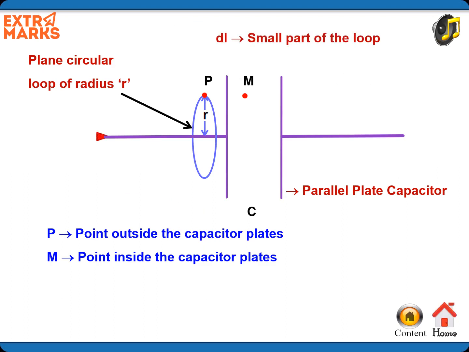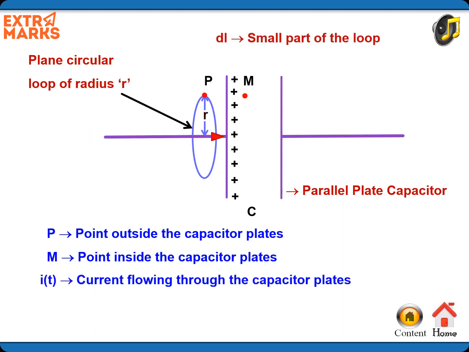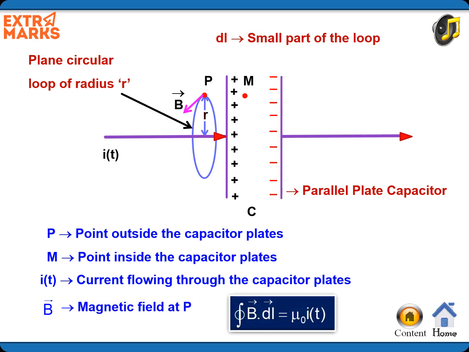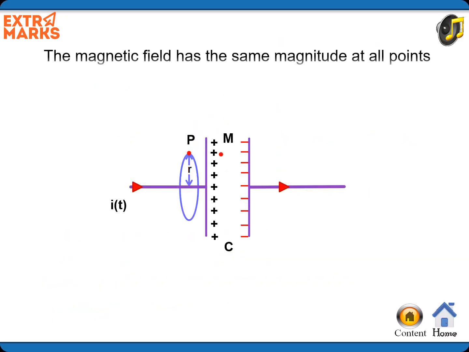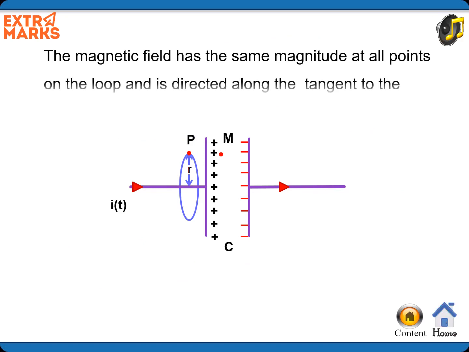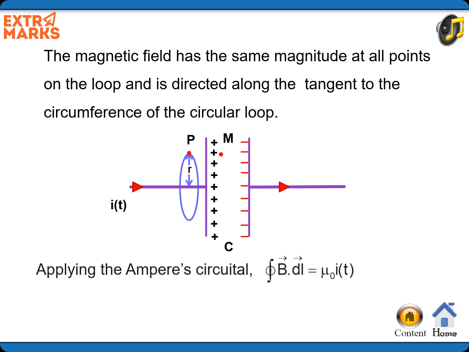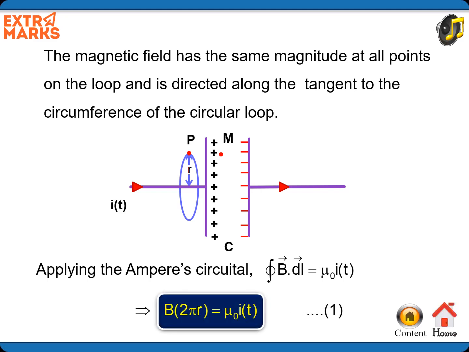Let's see the flow of current through the plates of the capacitor in this case. The magnetic field at a small part of the loop is given by the expression shown here. The magnetic field has the same magnitude at all points on the loop and is directed along the tangent to the circumference of the circular loop. On applying Ampere's circuital law, we get B multiplied by 2πr is equal to μ0 I(t).